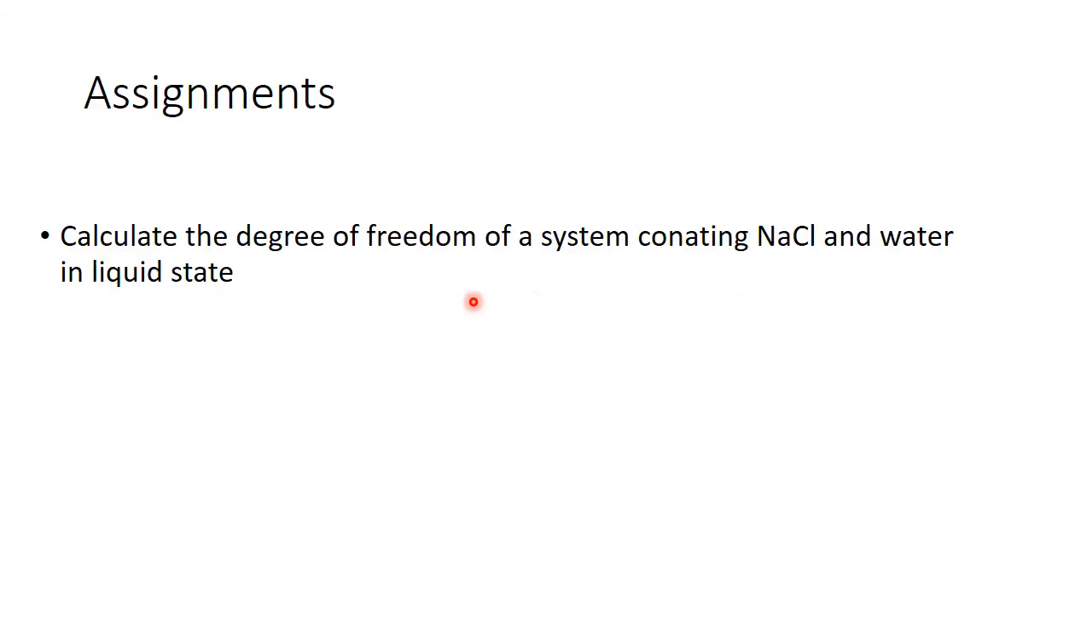Assignments. Calculate the degree of freedom of a system containing sodium chloride and water in liquid state. It means sodium chloride is dissolved in water and there is no NaCl remaining at the bottom. So this is a one phase system. So you have to apply the Gibbs phase rule equation, that is F is equal to C minus P plus 2.